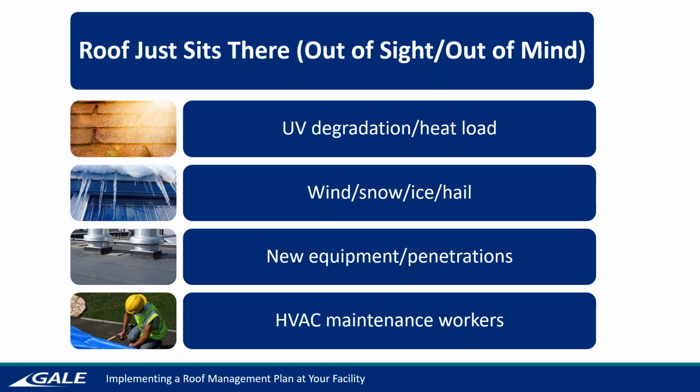So let's just look at typical conditions that can occur because these things are out of sight, out of mind. So we think, oh, well, the roof, we're not doing anything crazy up there. It's just sitting there. It should be fine. But things like UV degradation, the sun can destroy the roof very quickly. That's one of the biggest culprits. You have wind, snow, ice, hail, so a lot of thermal loads. New equipment penetrations, whenever maybe a mini split goes up or there's additional equipment that goes up, how are those being put in? And of course, you've got HVAC workers because you're maintaining the equipment on the roof. What are they doing up there?